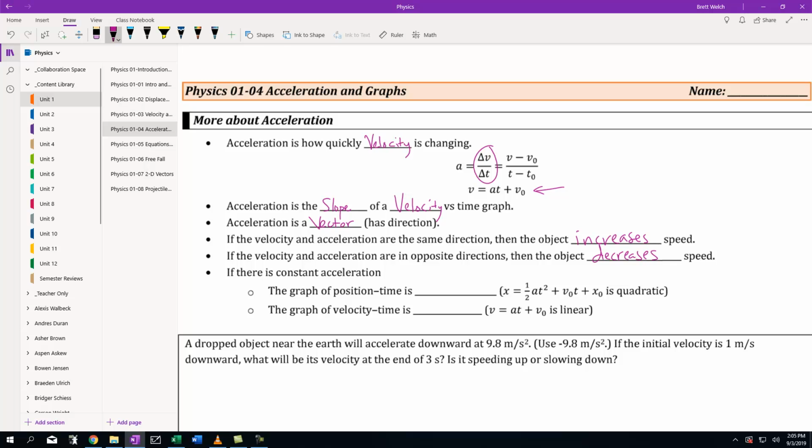The graph of position versus time, when we talk about position in relationship to time, when there's acceleration that's constant, this is going to be parabolic. The velocity versus time graph, however, will be a straight line or linear. And it should have a slope to it. So let's look at an example problem.